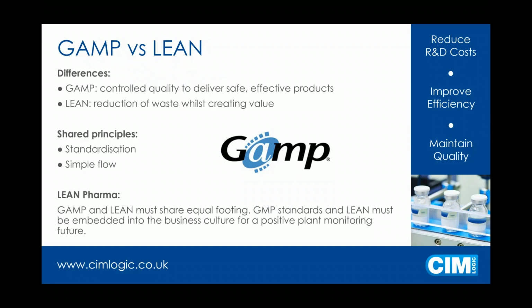So in an ideal world, we'd look to embed Lean and GXP together, and it's really important that they have an equal footing and that they're embedded into the culture of the business. And by doing that, we can look to develop things like pharma lean plants, and in that element we would have things like shorter batches and faster changeovers, which all allow us to adapt to the change in the customer's demand.